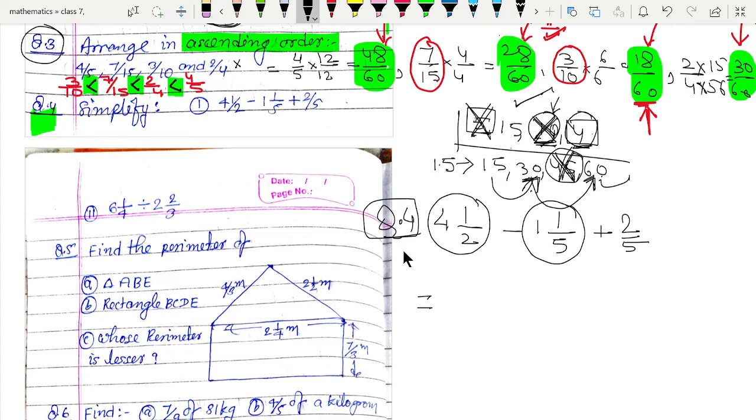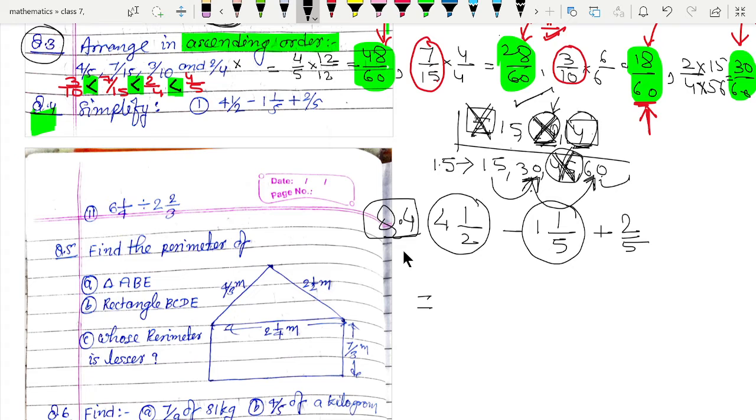Yes, sir. So what is the result of 4 into 2 plus 1? 9 by 2. Good. 4 twos are 8, plus 1, 9 by 2. Correct. And 1 whole 1 by 5, what will be its answer? 6 by 5. Right, the answer is 6 by 5.